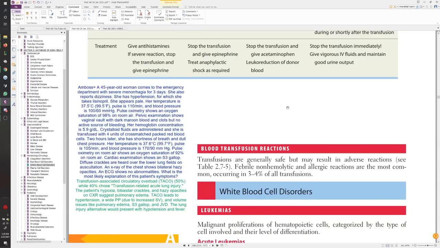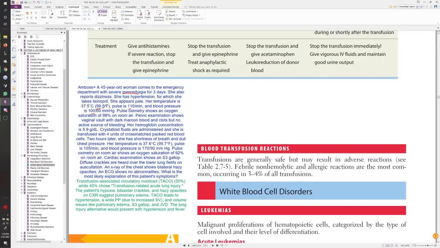So this question here from Amboss, a 45-year-old woman comes to the emergency department with severe menorrhagia for 3 days. She also reports dizziness and has hypertension. Wait, let me get my pencil. So her presenting issue is severe menorrhagia for 3 days. She's got dizziness, she has hypertension for which she takes lisinopril, so those two things cancel each other out. She appears pale, her temperature is kind of high, that's febrile. Pulse is fast, always underline or highlight any vitals that are out of the usual. So she's got fever and these symptoms of high pulse and low blood pressure, kind of looking like shock.